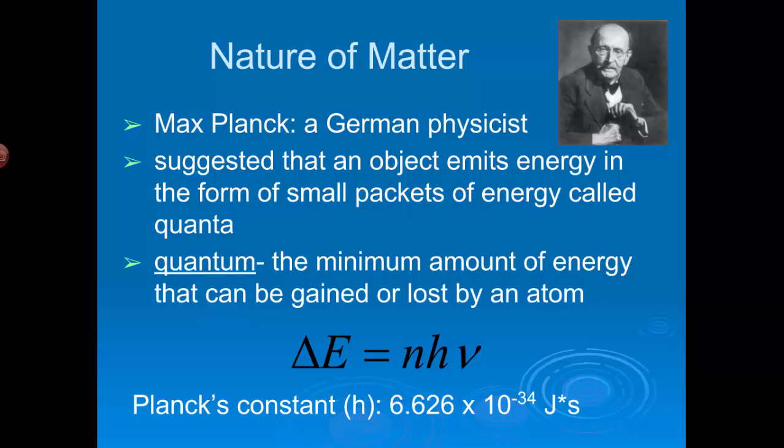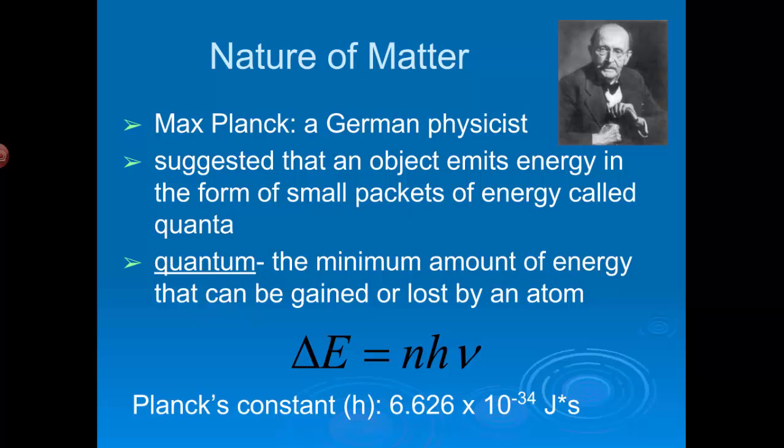But around the turn of the century, Max Planck, who was German, figured out through some mathematical calculations and some experiments that he began to believe that an object will emit energy in small packets. And those packets were called quanta. So a quantum, singular, quanta, plural, is the minimum amount of energy that can be gained or lost by an atom.